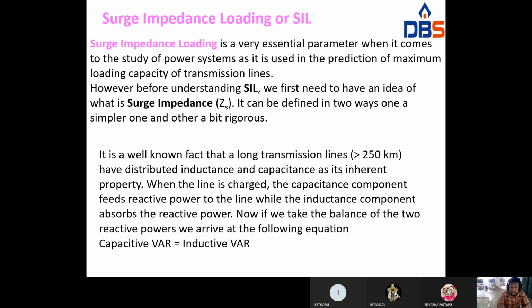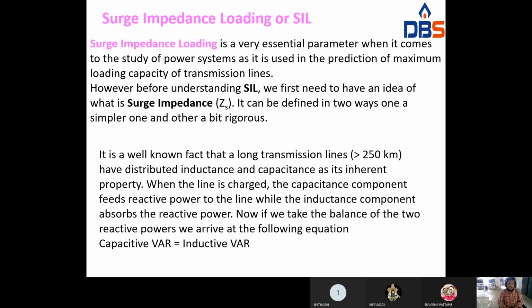Now another concept, surge impedance loading. Surge impedance and surge impedance loading are not equal. Surge impedance is the impedance value, and its unit is ohm. But surge impedance loading is not an impedance. It is a power, the loading power on the system, measured in watts, kilowatts, megawatts. Just remember, surge impedance is measured in ohms, and surge impedance loading is measured in megawatts.